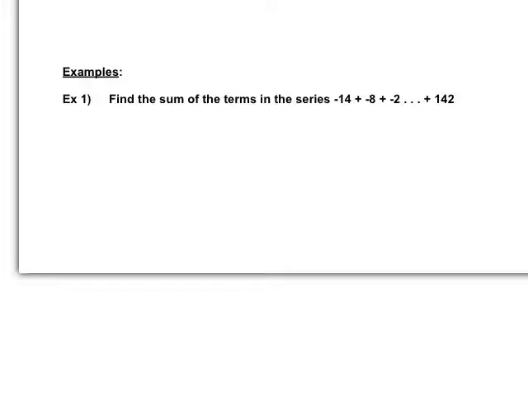So we're going to work an example. We're going to find the sum of the terms in the series: negative 14 plus negative 8 plus negative 2 plus ... plus 142. So our terms are negative 14, negative 8, and negative 2 on up to 142. So take a minute and think about what you know. You should probably pause this for a minute and write down what you can get. Write down what you know. And then we'll start again.